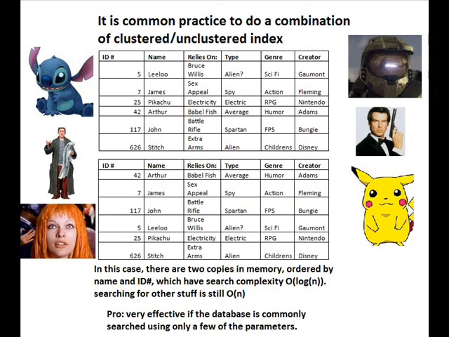Many database implementations do something that's in between. That is, they have copies of the database for some of the orderings, but not others. For instance, in this example, there are two copies of the database, one for an ordering by ID number and one for an ordering by name. Since people will probably search the database by name and ID number as opposed to attributes like type and genre, this is an effective use of space. You still get the advantage of quick searches by name and ID number, and the index doesn't occupy too much space.